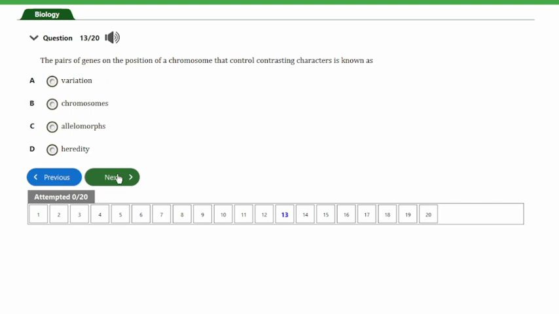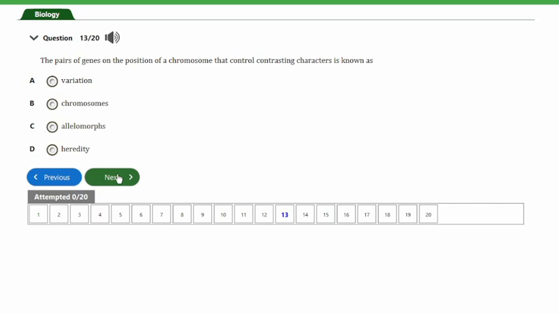So guys, let's look at the next question here. That's question number 13. It says, the pairs of genes on the position of a chromosome that control contrasting characters is known as A. variation, B. chromosomes, C. allelomorphs, D. heredity. So guys, the answer to this question is option C. That's allelomorphs. So the allelomorphs are pairs of genes on the position of a chromosome that control contrasting characters.